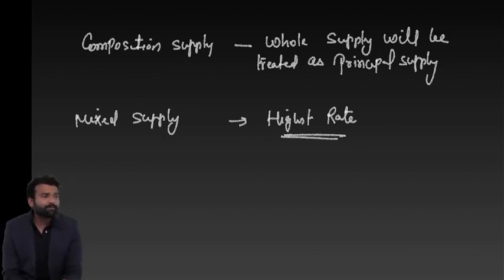In case of mixed supply, always the highest rate of GST is applicable. So first, for deciding what rate will be applicable, we have to decide whether the two or more supplies which are supplied together are ordinarily, naturally bundled. If yes, then what is the principal supply? That supply will be treated as the supply for the whole combined supply. But if they are not naturally bundled, then of course it will be treated as mixed supply and the highest rate of GST will be applicable.